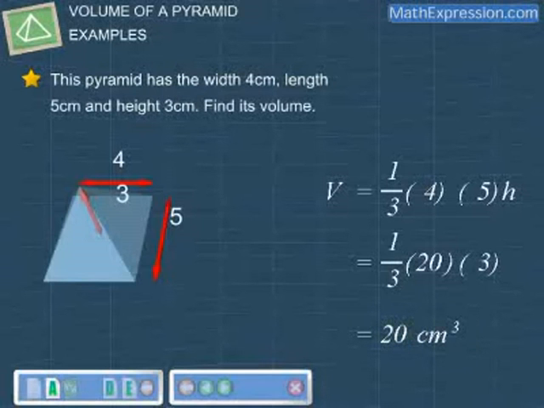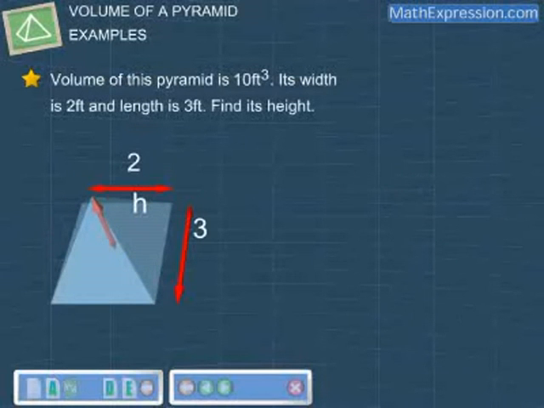Next example, the volume of this pyramid is 10 cubic feet. Its width is 2 feet, and length is 3 feet. Find its height, h. We can begin by using the formula for the volume, V equals 1/3 WLH. Here, since the volume, width, and length are given, we can find the height of the pyramid, h, by solving the equation for h. Here's how.